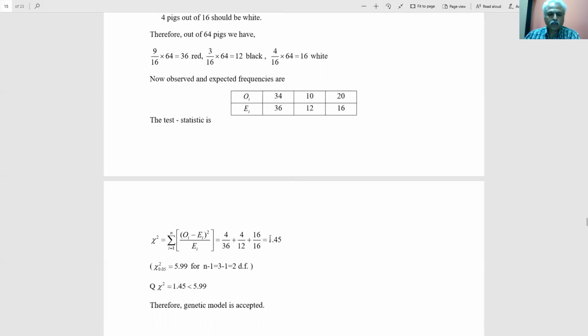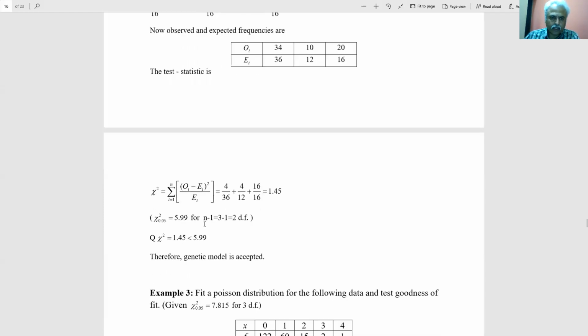Just like t distribution, you have got a table here. I'll show that table for 95% confidence for 2 degrees of freedom, because 1, 2, 3 is n, n minus 1 is 2. For 2 degrees of freedom, for 95% confidence, table value is 5.99. Calculated value is 1.45, table value is 5.99. Calculated value is less than table value. That's why we accept the genetic model is true for this sample also.